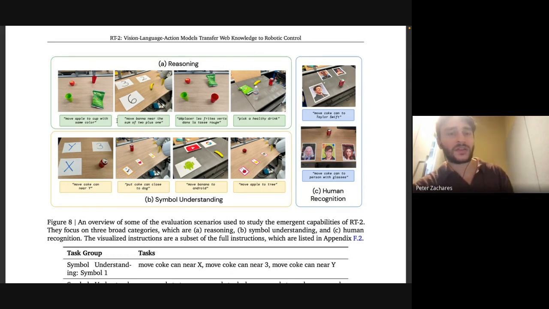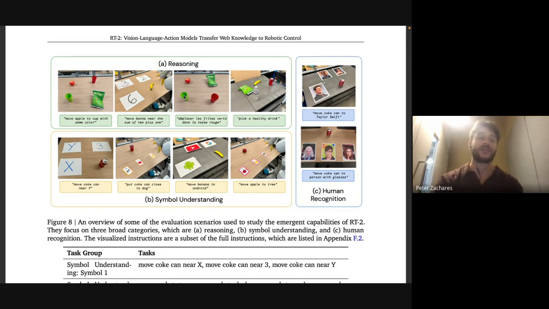Move the banana near the sum of 2 plus 1. So it has to do some math before it can figure out what to do. They have a different language that they use. And they say, like, pick a healthy drink. So I guess it has to pick water. The water bottle looks empty to me, though. Anyway, this is a form of emergent behavior.